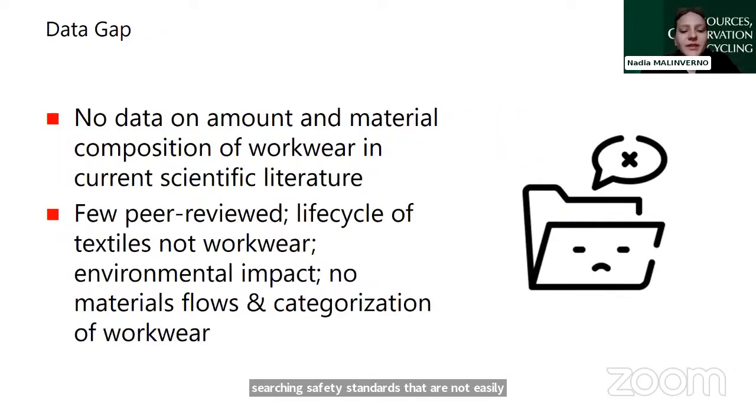In the current scientific literature, no data could be found on the quantity and material composition of workwear. There are some European data, which I will show you afterwards with the result in comparison with the data we found. And there are few studies on the life cycle or environmental impacts of textiles, but not on workwear. And none of the studies examine the material flows or the categorization of workwear.